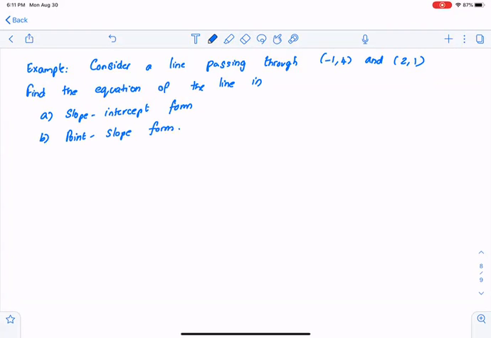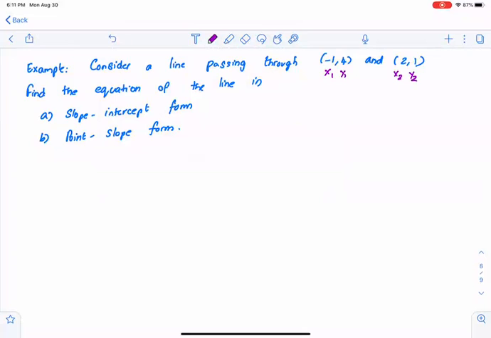As I mentioned last time, regardless of the form that we are looking at, we need to have two things. We need either 2 points through which the line passes, or a point and a slope. If we don't have at least those two quantities, then we cannot find the equation of the line. So we have 2 points. I'm going to use the slope-intercept form, and I'm going to use the points to find it.